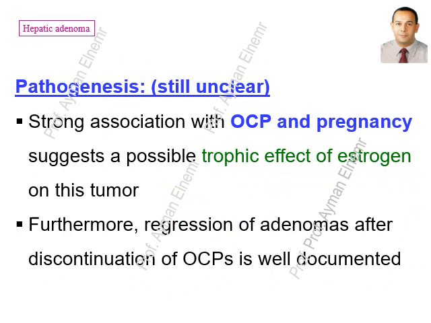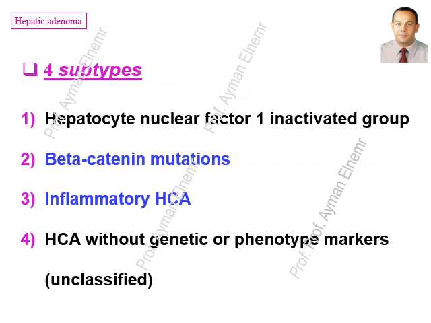The pathogenesis is still unclear. However, strong association with oral contraceptive pills and pregnancy suggests a possible trophic effect of estrogen on this tumor. Furthermore, regression of adenomas after discontinuation of oral contraceptive pills is well documented. There are 4 subtypes of hepatocellular adenoma. The most important of them are the beta-catenin mutations subtype and inflammatory hepatocellular adenoma.